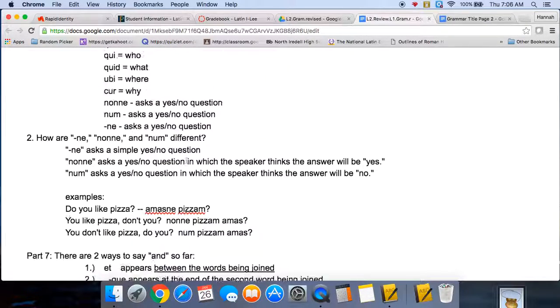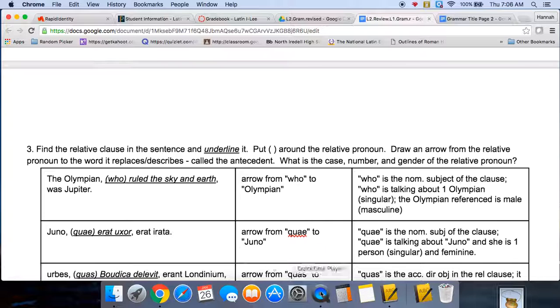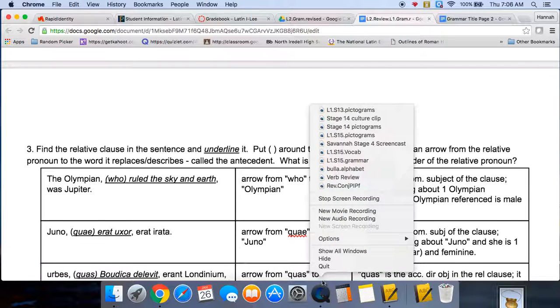That looks like all I have for the Latin 2 grammar. Hold on a second and we'll take a look at the vocab real quick. Let me put this in a separate recording.